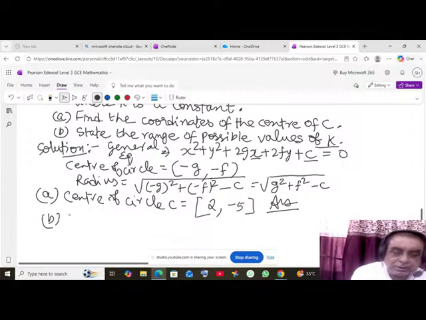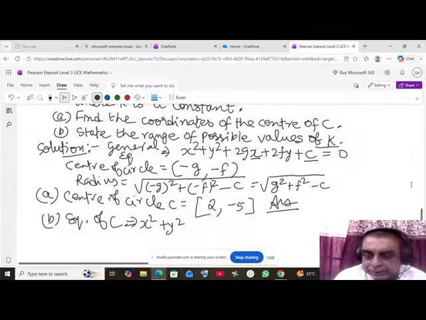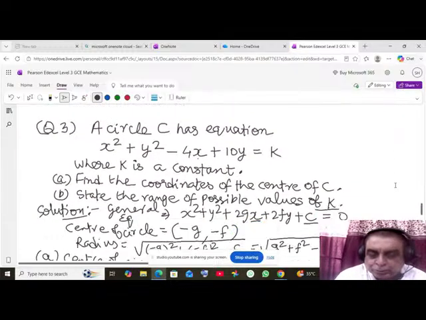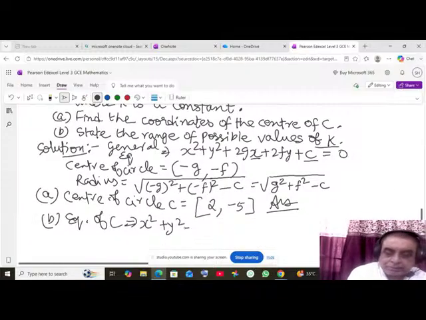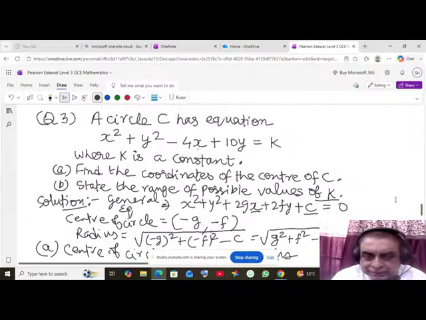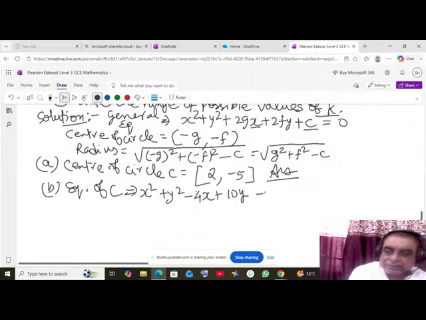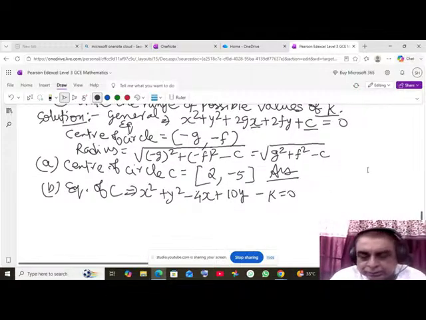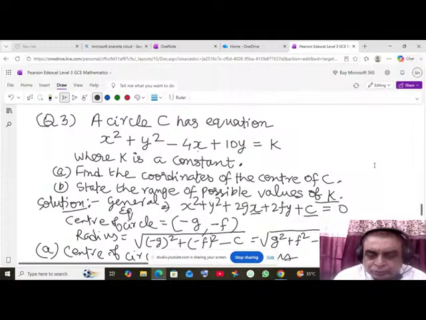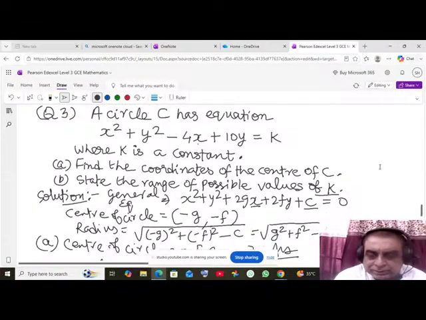So here is the equation I am transforming. The equation of the circle C is x squared plus y squared minus 4x plus 10y, and plus k was on the right side. Bring it to the left, minus k equals 0. Let us check it: x squared plus y squared minus 4x plus 10y minus k.